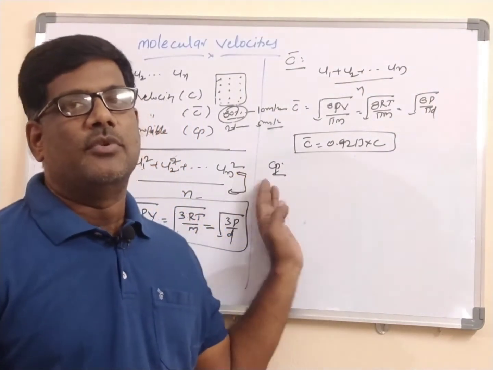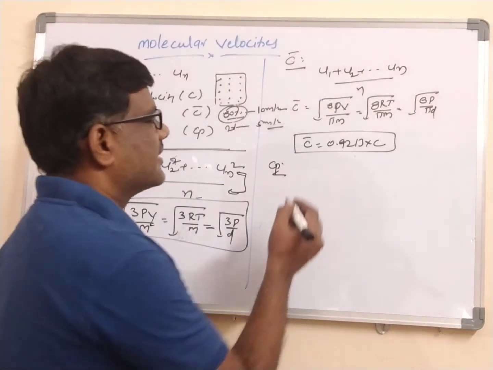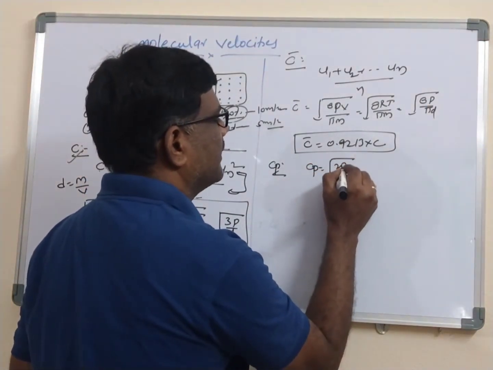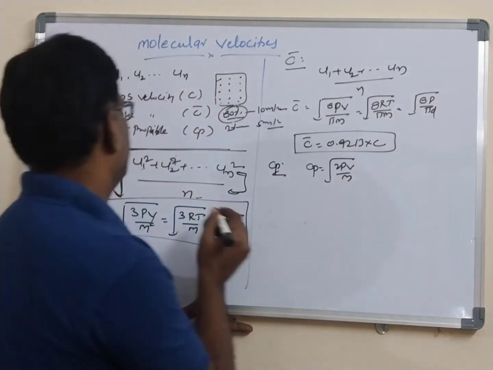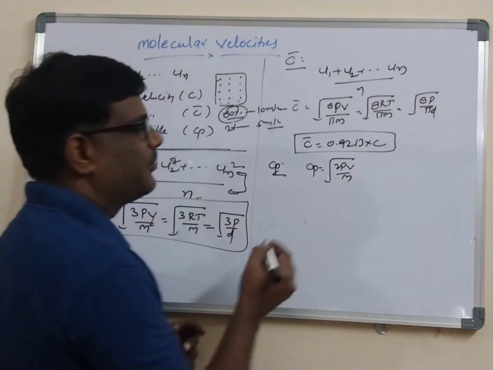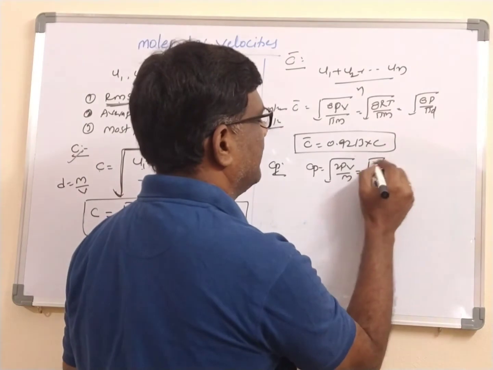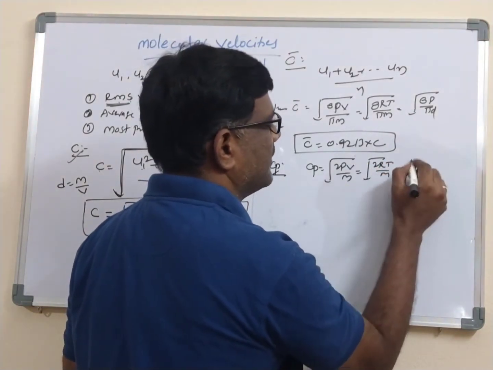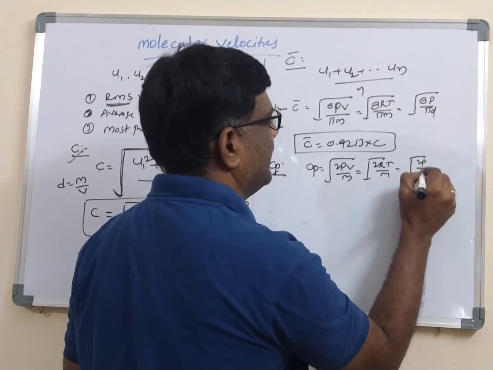called the most probable velocity, which is represented as Cp, and Cp is equal to the square root of 2PV by m. Look here, 2PV by m, which is equal to, again since PV is equal to nRT, 2RT by m, and since V by m is equal to 1 by d, ultimately 2P by d.